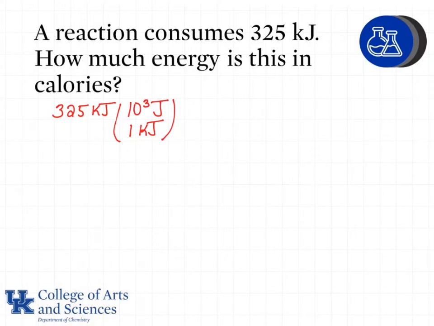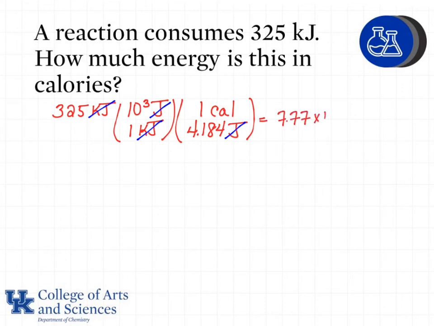Remember our rule for metric prefixes: put the 1 with the prefix, put the meaning of the prefix with the base unit. Kilojoules cancels. Now we need to put joules on the bottom, and we say 4.184 joules is equal to 1 little c calorie. Now joules will cancel. We're left with units of little c calories, and when we do the math, we get 7.77 times 10 to the 4th calories.